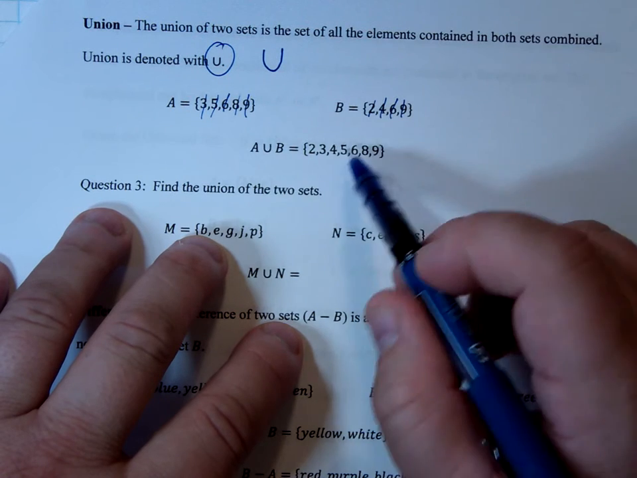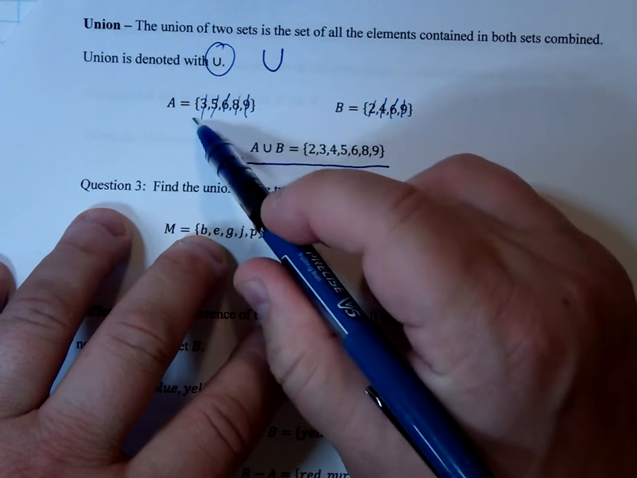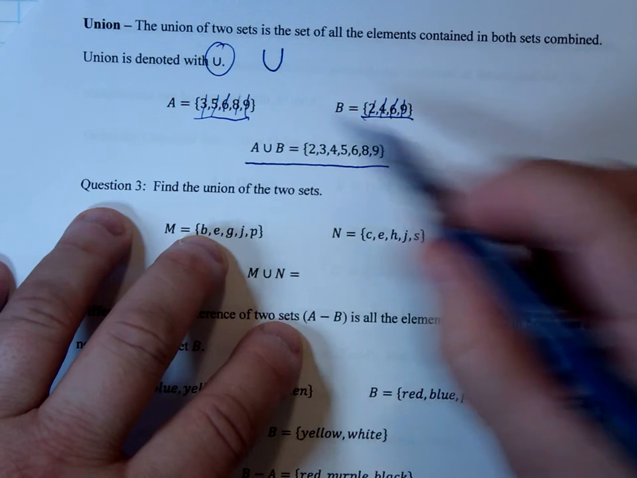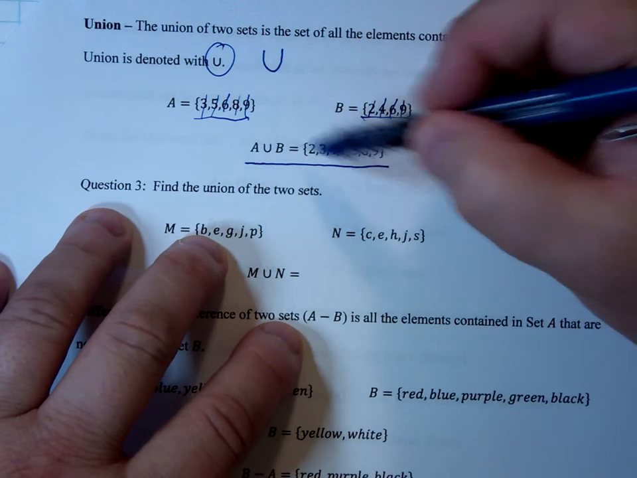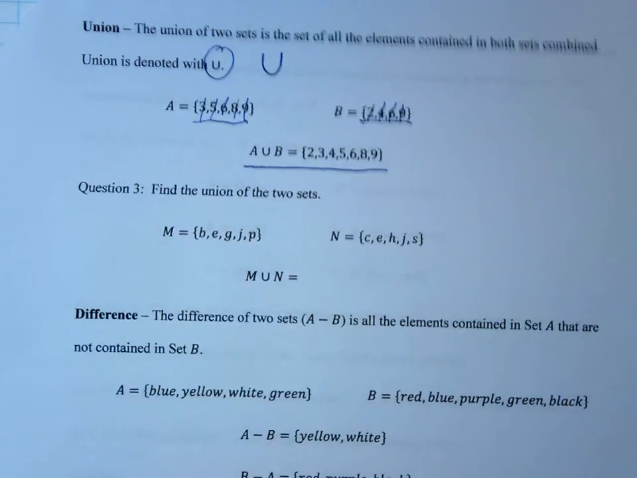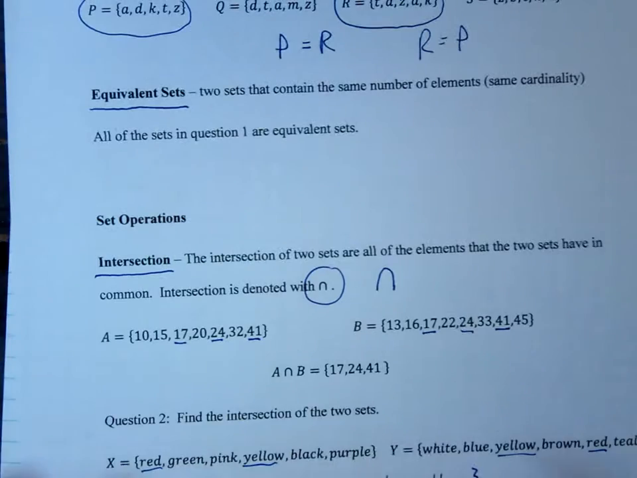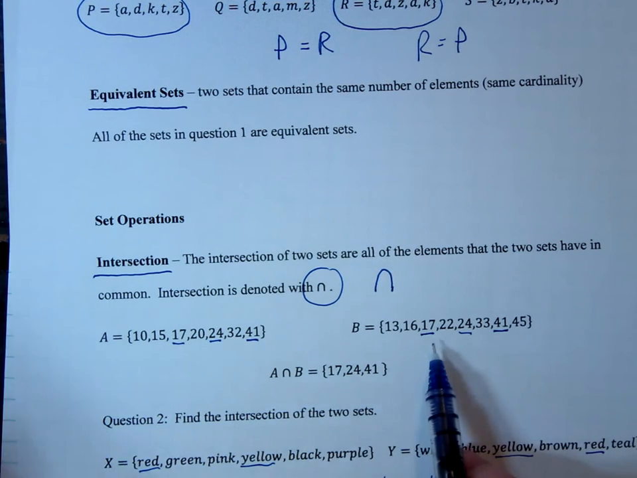So when you write the union, then both of these sets have to be a subset of their union. All of these numbers have to be contained in the union. Where if it's an intersection, the intersection has to be a subset of both of the individuals. All of these numbers have to be contained in set A, and they also have to be in set B.